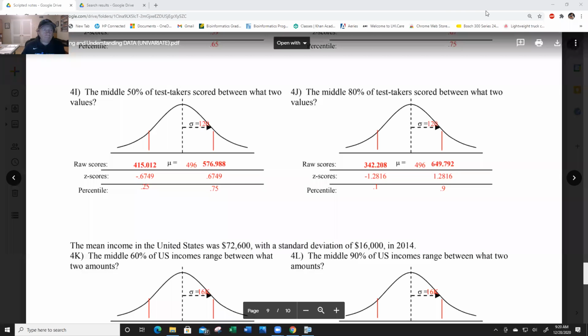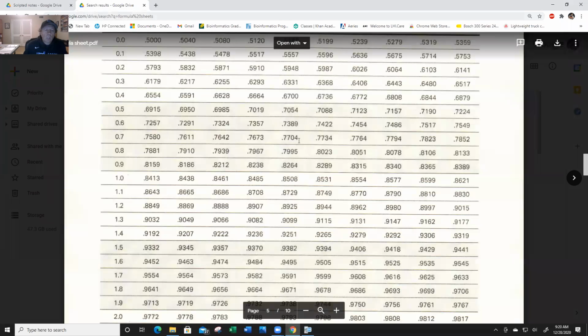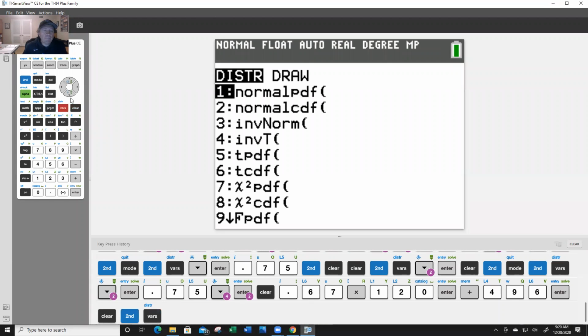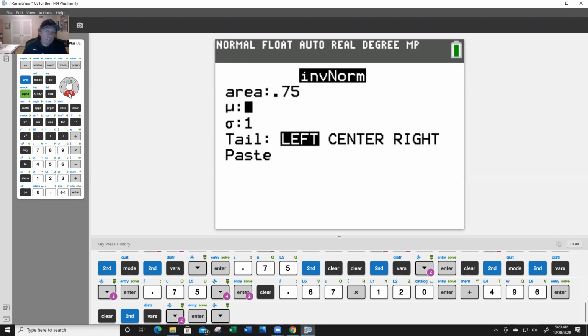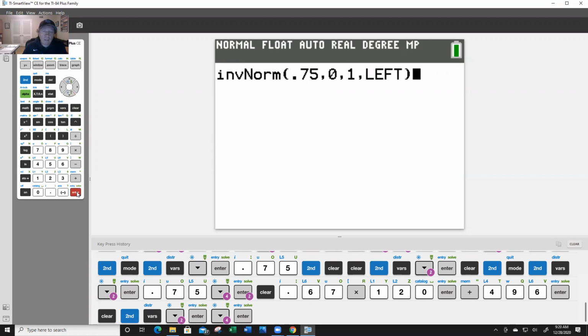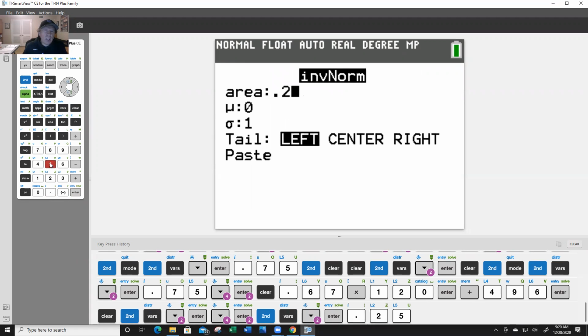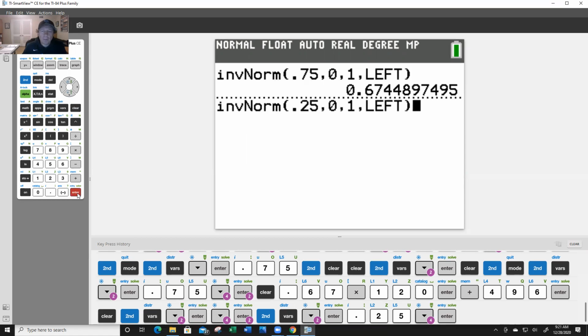Let's do inverse norm. I'm going to stick with that one. So I'm going to go second distribution, inverse norm, 0.75 because it's the 75th and 25th. Enter. Great, 0.67. Second distribution, inverse norm, and I want the 25th percentile, which I know will be the opposite of the 75th because they are the same distance from 0, which is the middle z-score. And that's negative 0.67.